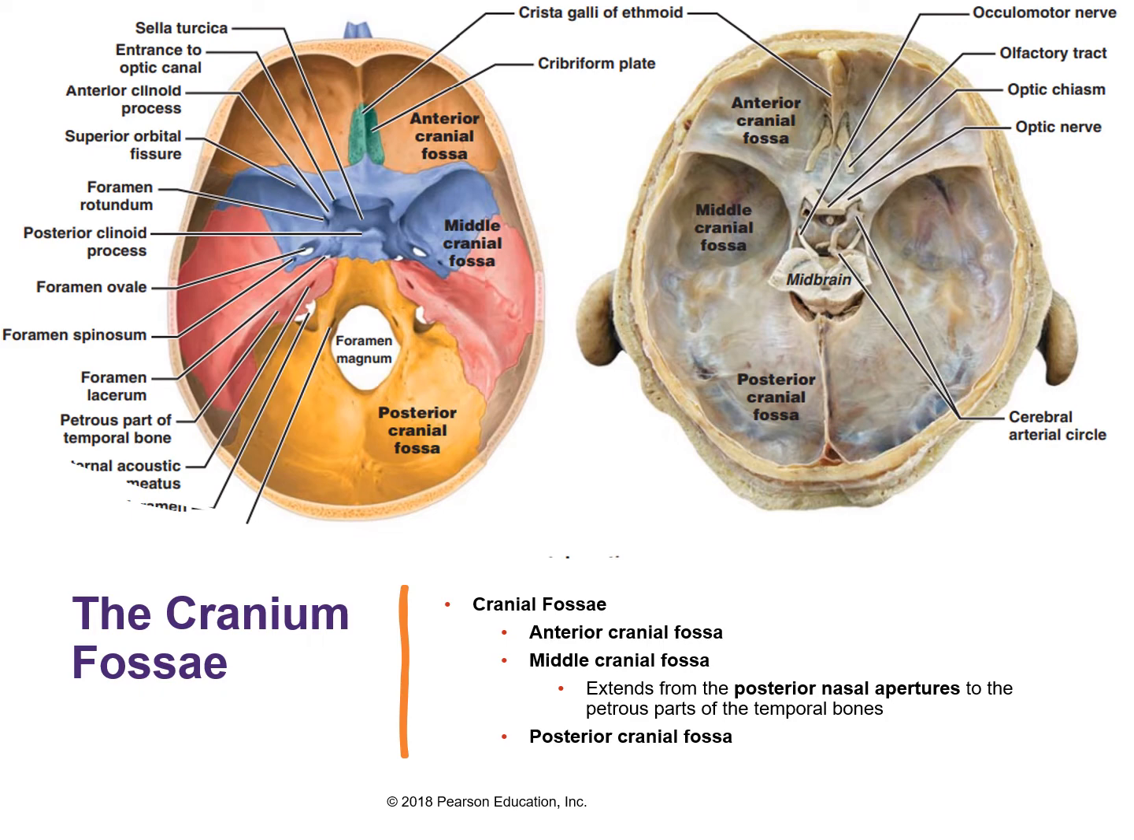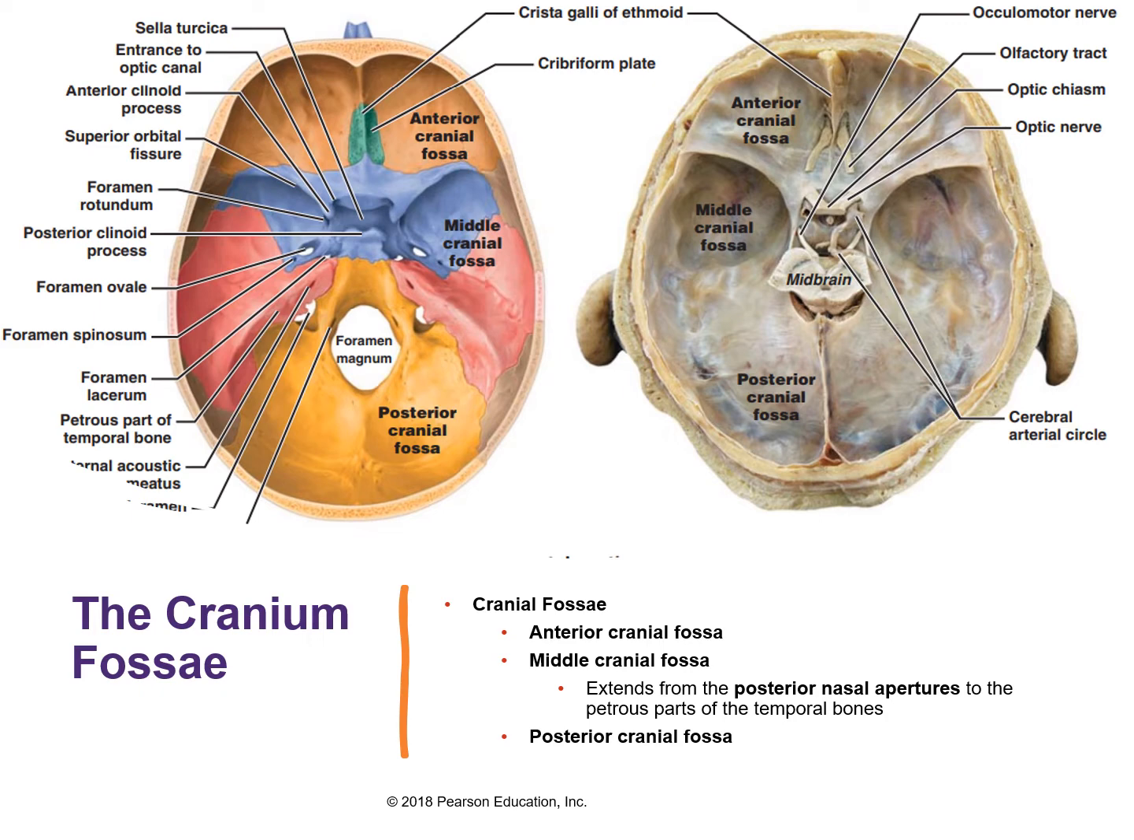The frontal bone, the ethmoid, and the lesser wings of the sphenoid are going to form the anterior cranial fossa, which is going to cradle the frontal lobes of the cerebral hemisphere. The middle cranial fossa is going to extend from the internal nares, right, to the petrous part of the temporal bone, and the sphenoid, temporal, and parietal bones form this fossa, which cradles the temporal lobes of the cerebral hemisphere, and also the diencephalon, and the anterior portion of the brainstem.